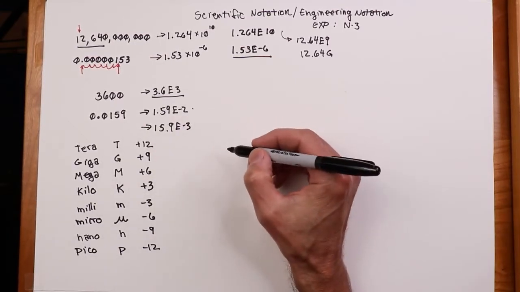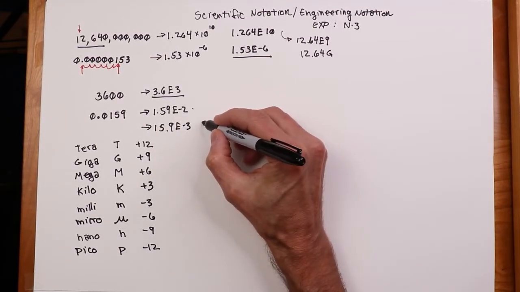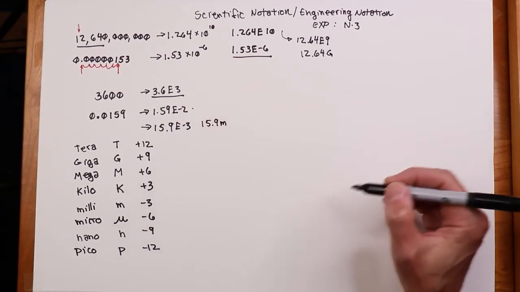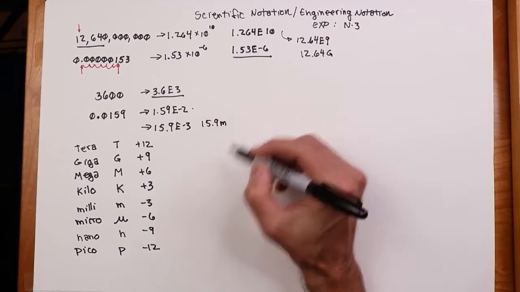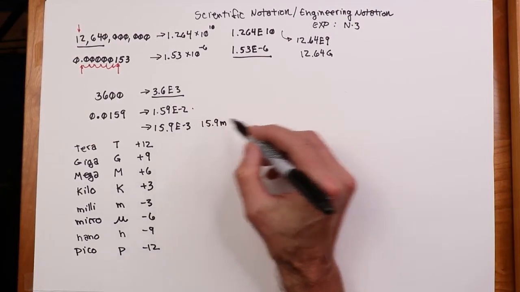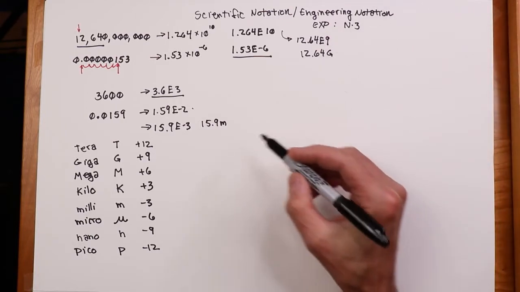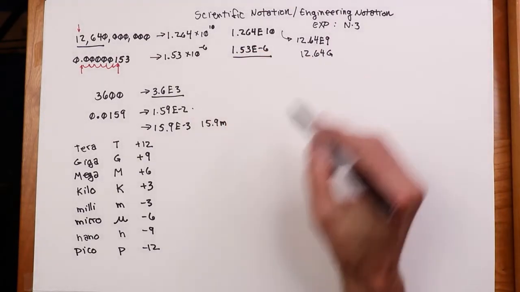Down here, 15.9 E minus 3. So we would just say that's 15.9 milli. You know, maybe it's milliamps or millivolts. So I just use a single letter there instead of E to the minus 3 or E to the, you know, plus 9 or whatever it is. So that's just a further simplification.